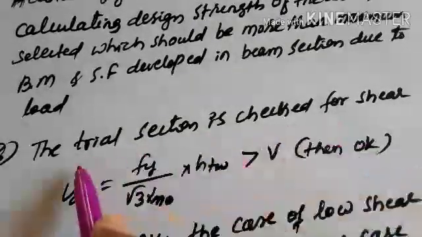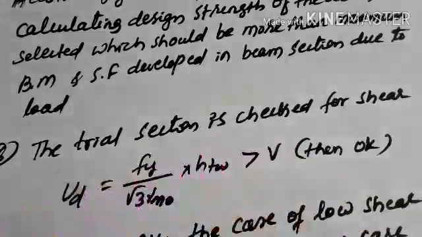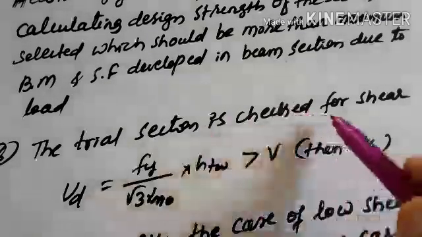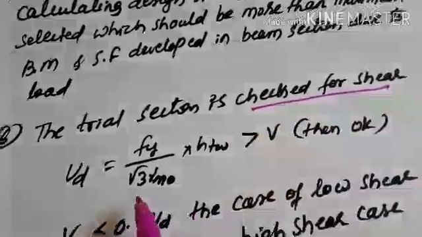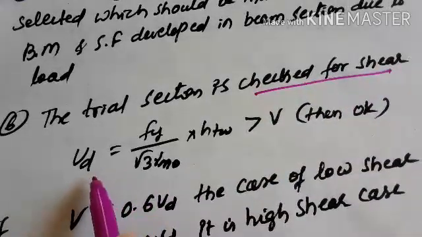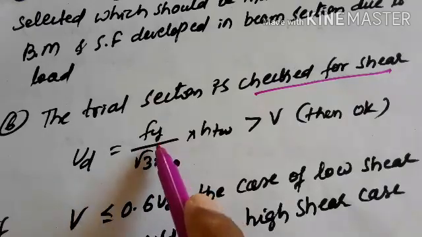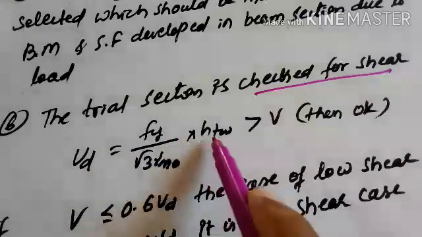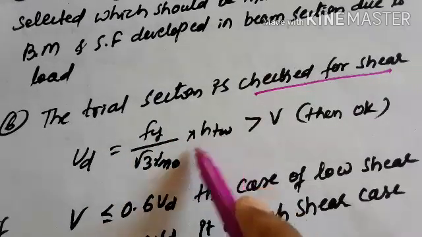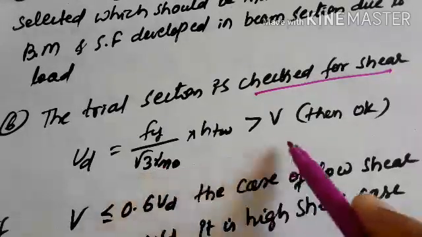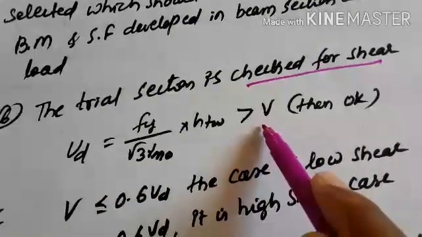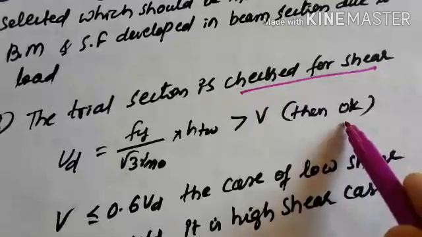Then in step number 6, the trial section is checked for shear. Whatever section you have chosen, that is the trial section. It has to pass all the checks. You have to check for shear, and for that you have to calculate the design shear strength, that is Av into fy, where Av is the shear area, that is h into tw, divided by root 3 gamma m0, which should be more than the factored shear force, then it is okay.